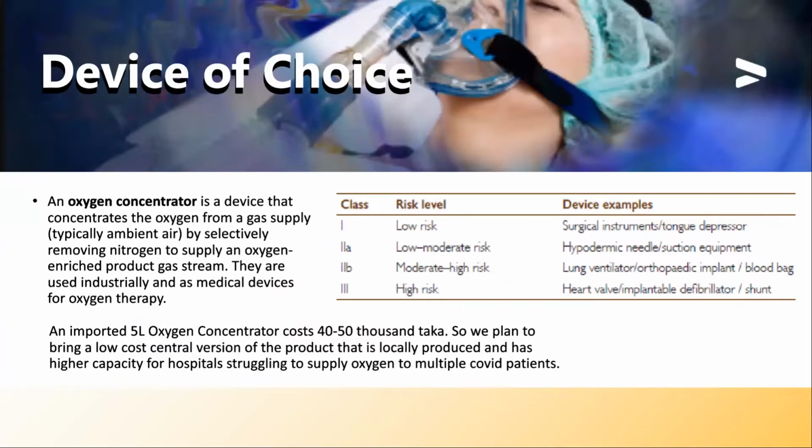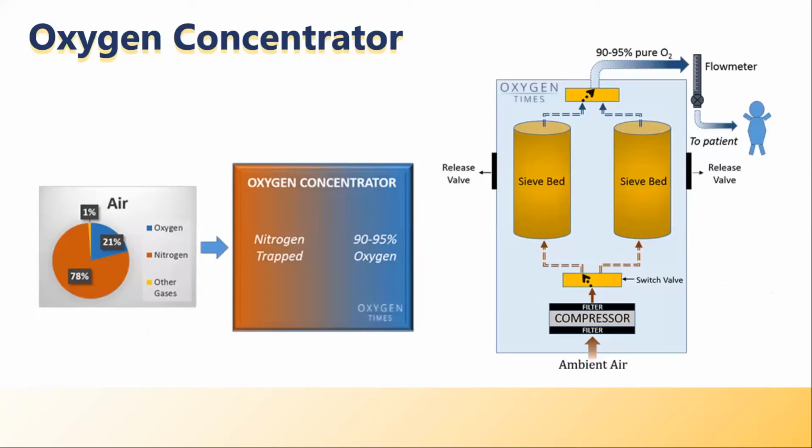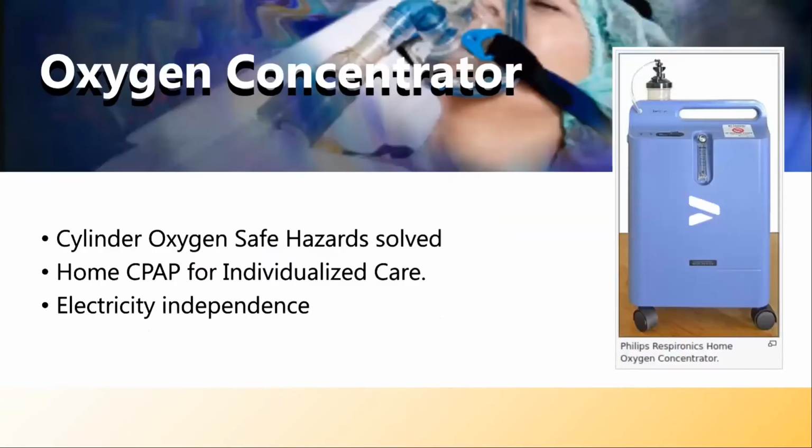So we plan to bring a low-cost central version of the product that is locally produced and has higher capacity for hospitals struggling to supply oxygen to multiple COVID patients. Here is a schematic of an oxygen concentrator, which concentrates the oxygen from a gas supply by selectively removing nitrogen to supply an oxygen-enriched product gas stream. They are used industrially and as a medical device for oxygen therapy. These oxygen concentrators solve cylinder oxygen safety hazards, home CPAP for individual care, and it's also electricity independent.